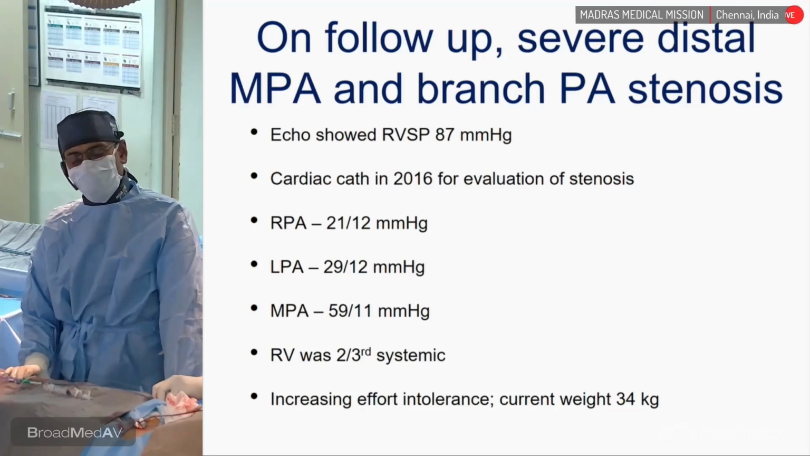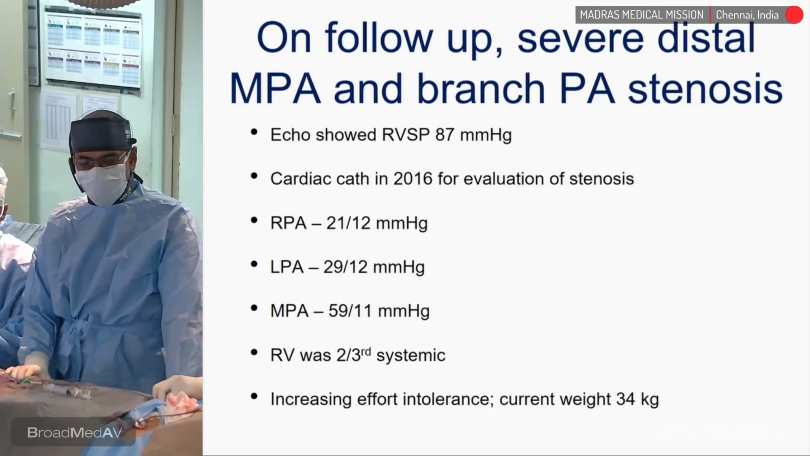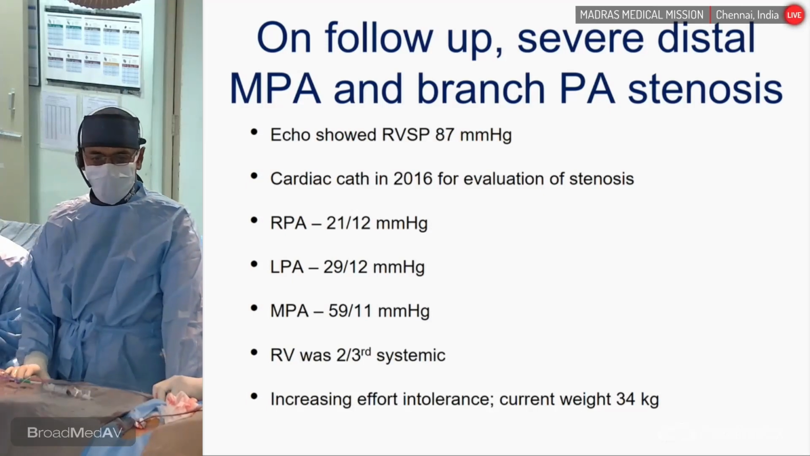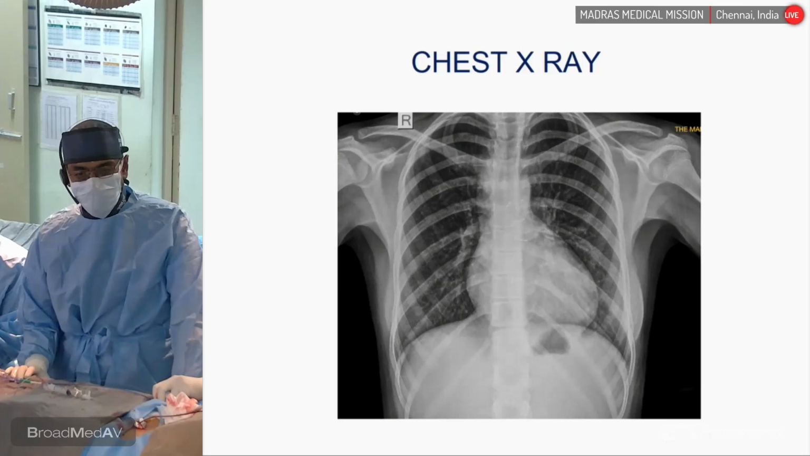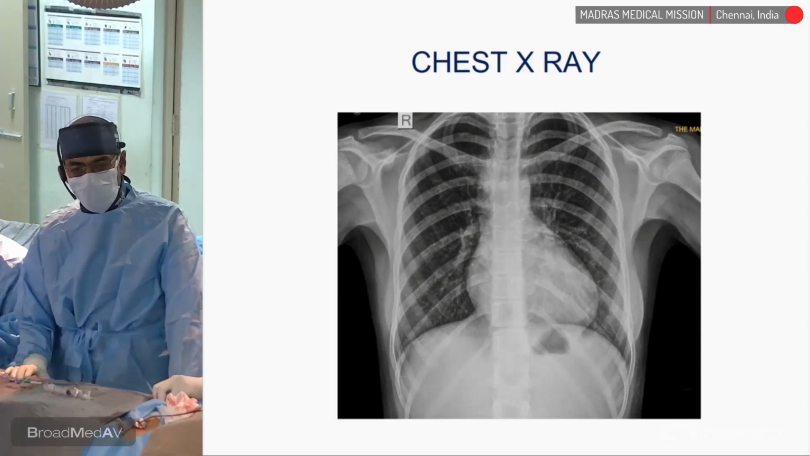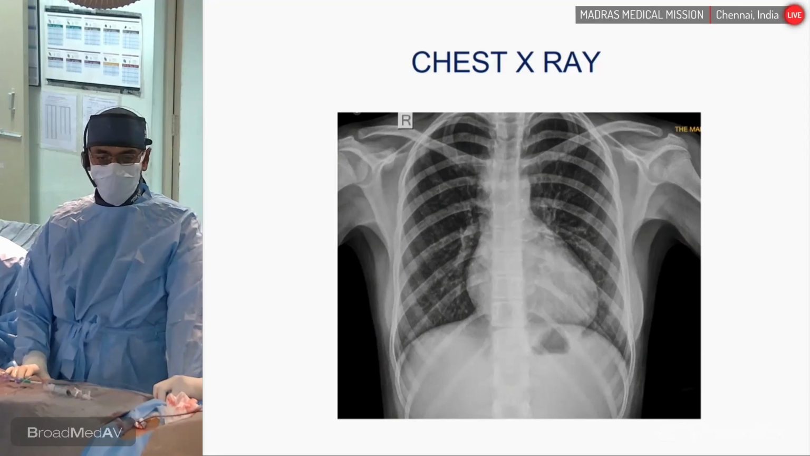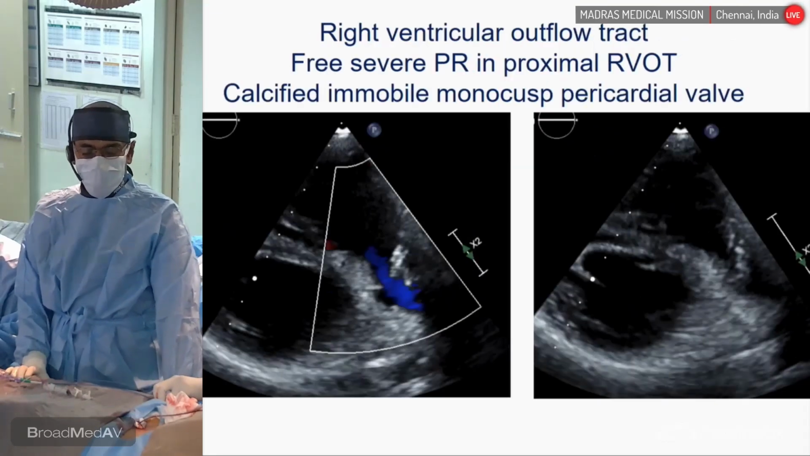Currently, she has increasing effort intolerance, increasingly becoming breathless. She is currently weighing around 34 kilograms. A 12-year-old girl weighing 34 kilograms. The chest X-ray shows heart size of around 55%. Pulmonary vascularity is normal.